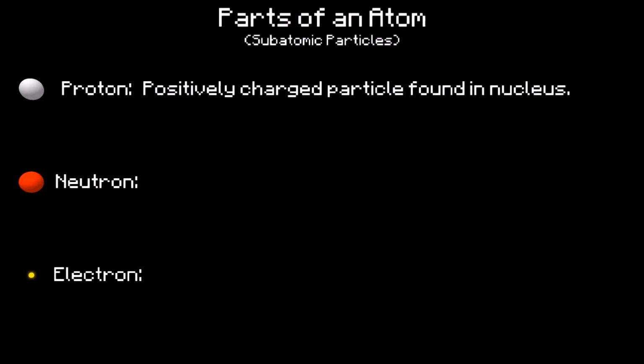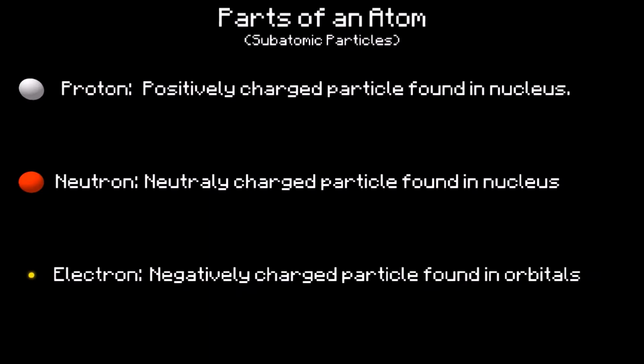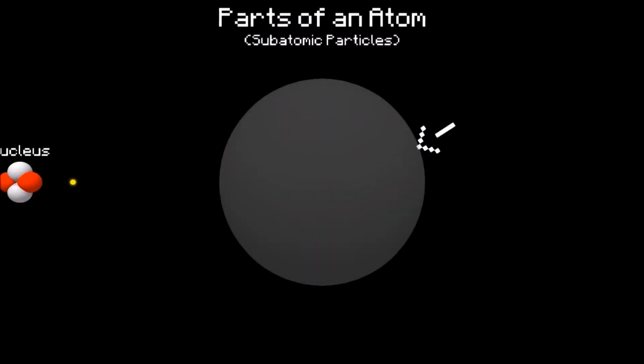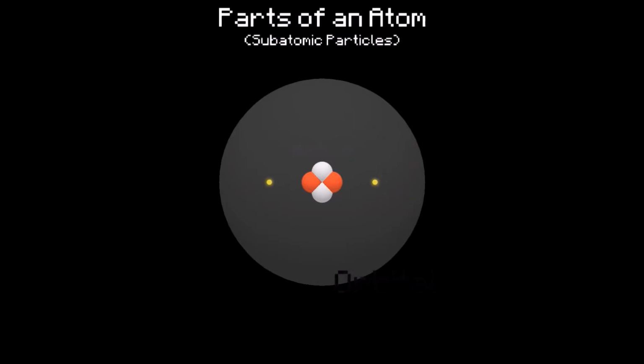Protons are the positively charged subatomic particles found in the nucleus of the atom. Neutrons, on the other hand, are neutrally charged particles found in the nucleus. Electrons are the negatively charged particles found in the atom, or more specifically, an orbital. In the example, this would be the nucleus and this would be the orbital. Both the proton and the neutron have much more mass than the electron. This would mean that most of the mass would be found in the nucleus.